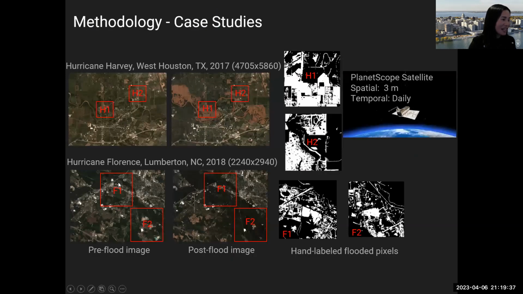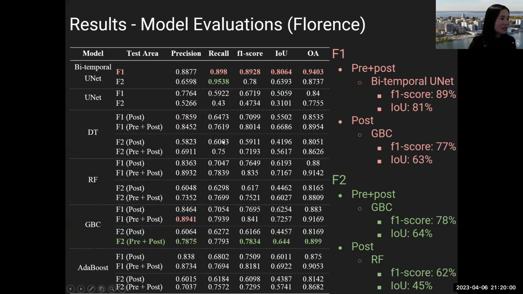Again, we evaluate the bitemporal UNet model as well as weak labels with the two case studies, Harvey and Florence. For both case studies, we cut two areas, H1 and H2, F1 and F2, as the testing sites. All the rest of the areas are the training sites. Let's look into one model evaluation, utilizing the Florence case as a study.